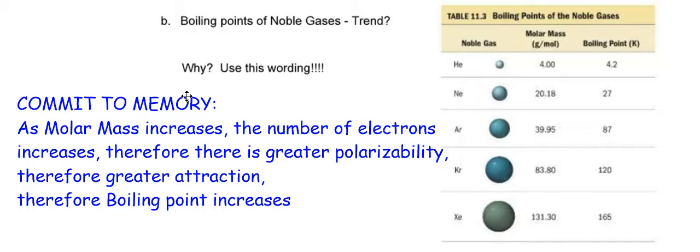So there are consequences of this greater attraction. So please take a minute, write this out, say it a couple times. As the molar mass increases, the number of electrons increases, so there's more polarizability, therefore you have greater attraction, therefore boiling point increases. Very, very important that you do that. So when you're done, then let's go on to the next one.